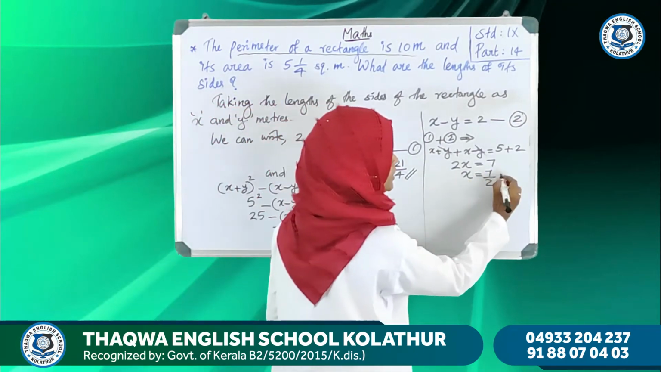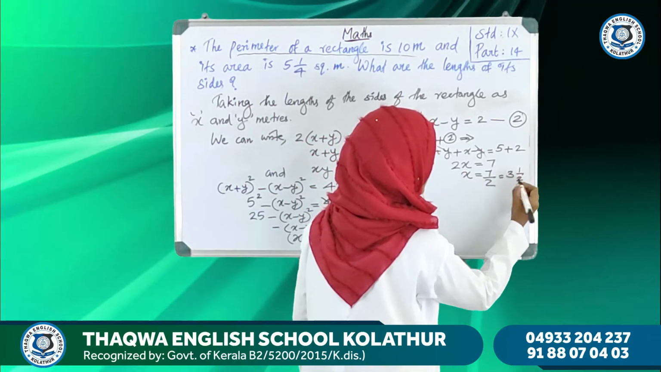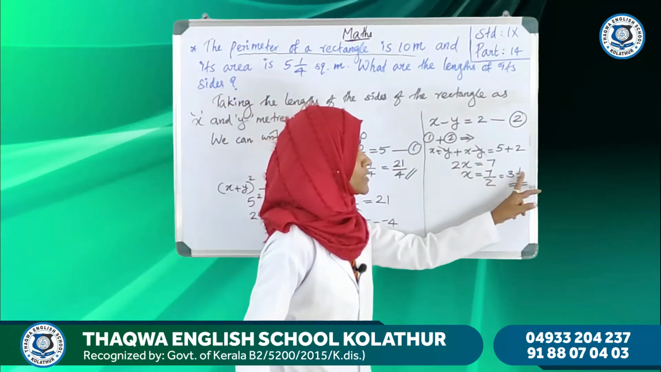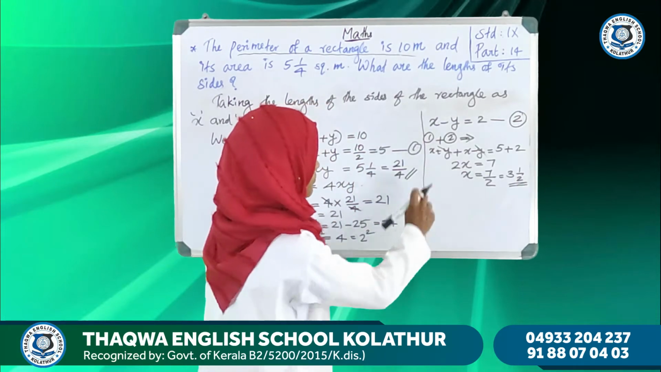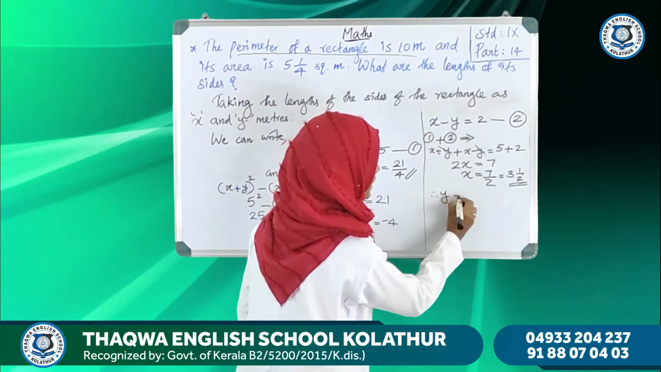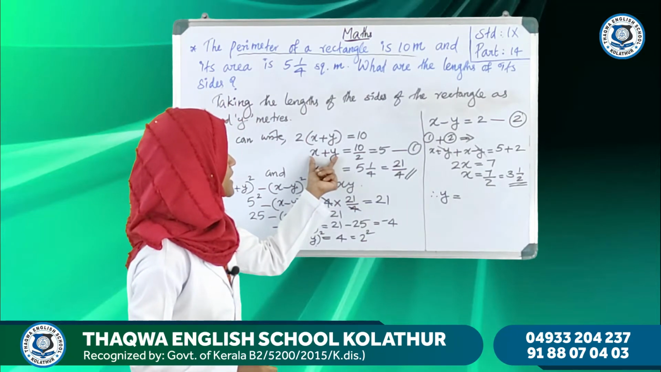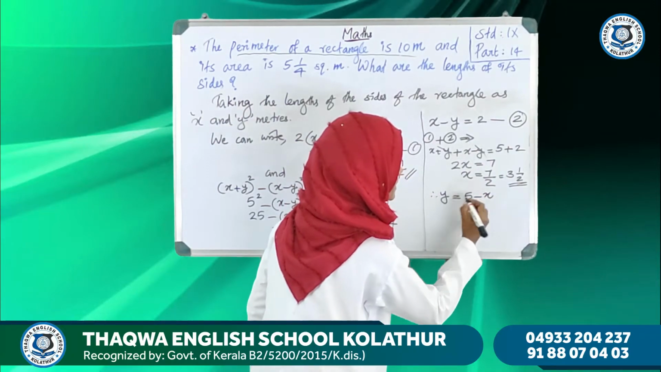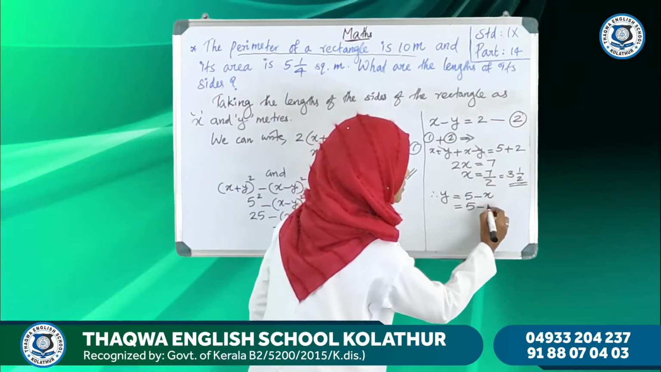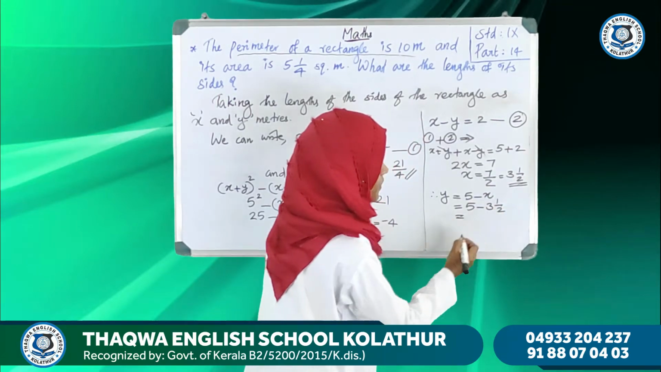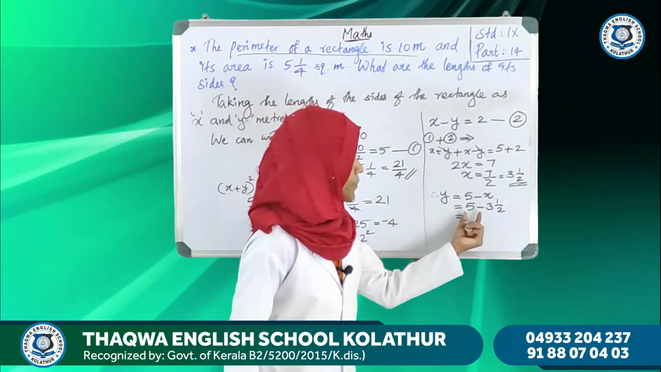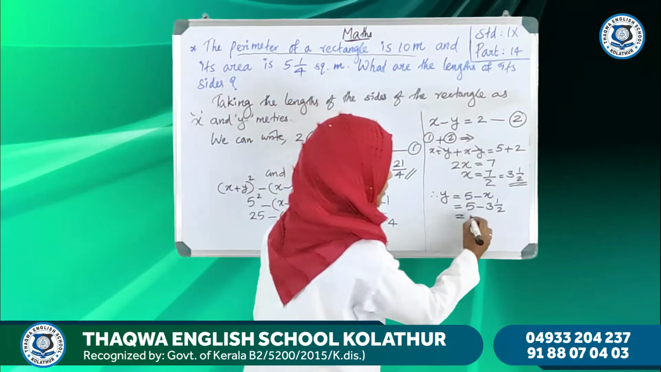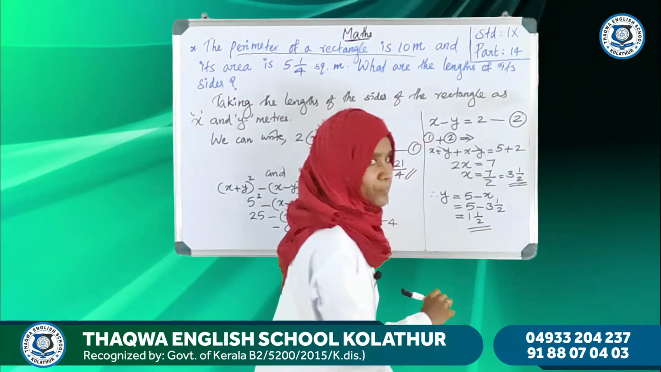Okay, 7/2 is 3 1/2. So the value of x is 3 1/2, 3 and a half. Next, what is y? From the first equation, x plus y equals 5, so y is 5 minus x. That is 5 minus 3 1/2. Subtract 3 1/2 from 5. What is the value? 1 1/2.